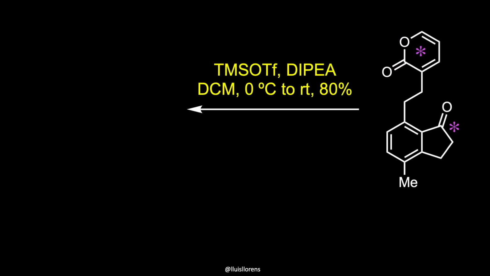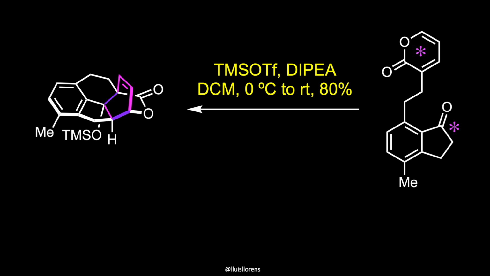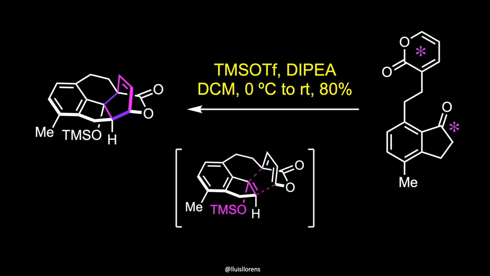The key intramolecular Diels-Alder reaction was accomplished upon formation of the silyl enol ether with two equivalents of trimethylsilyl triflate. The first equivalent was for the formation of the enol ether and the second equivalent, presumably, acted as a Lewis acid to facilitate the cycloaddition that led to the endo cycloadduct.